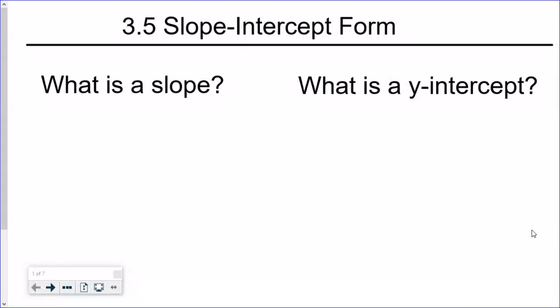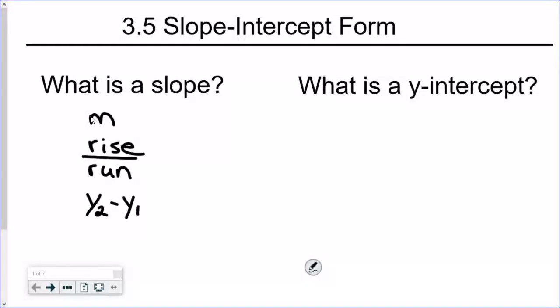So just a reminder, slope-intercept form. What is slope? You might want to write that slope is m. That's the variable we call it. We say it is rise over run, and we say it is also the formula y sub 2 minus y sub 1 over x sub 2 minus x sub 1. Okay, those are all the things that slope is. If you want to pause the video and write them down, go for it.